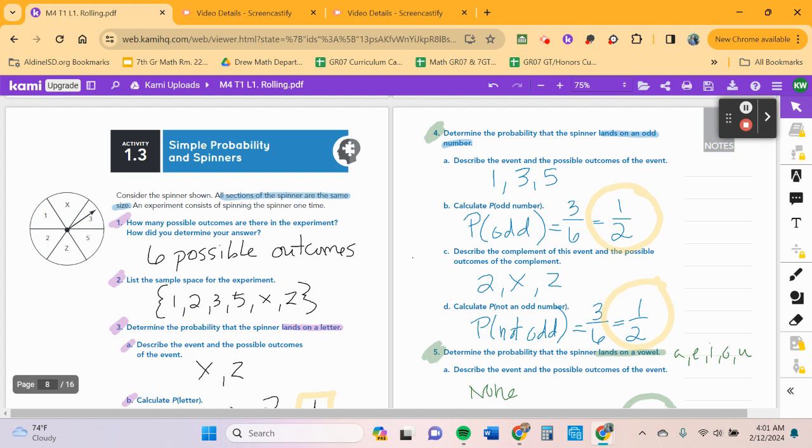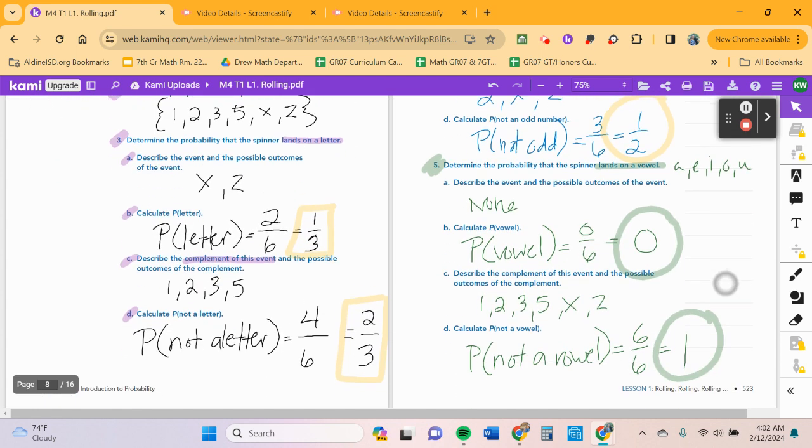Alrighty, let's compare answers. So for number 4, you found the probability of the spinner landing on an odd number. Well, all of the odd numbers are 1, 3, and 5. So the probability of it being odd is 3 out of 6, which simplifies to be 1 out of 2, or 1/2. And then the complement is it not being odd. So the probability of not being odd, well, there are 3 outcomes, which are 2, X, and Y. And again, that probability is 3 out of 6 and simplifies to be 1/2. Notice again, those complements, 1/2 plus 1/2, those add up to be one whole.